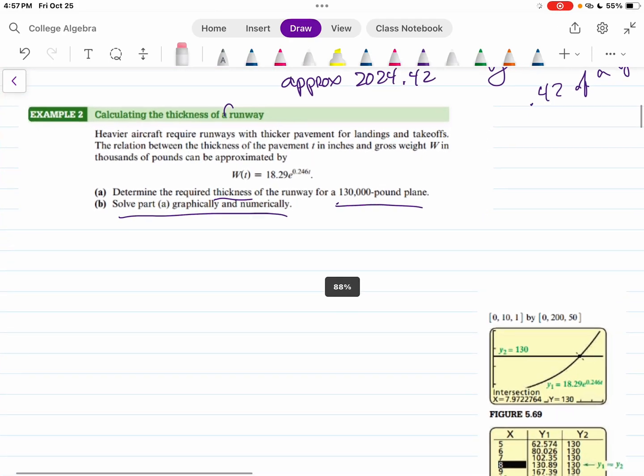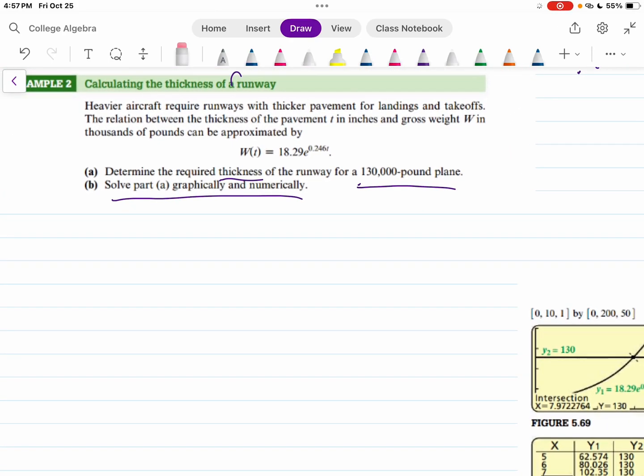All right, so in this video, they want us to calculate the thickness of the runway. And so I highlighted a few things here. One thing we would remember here is that T doesn't stand for time. T actually stands for thickness. The W is equal to the weight of the plane.